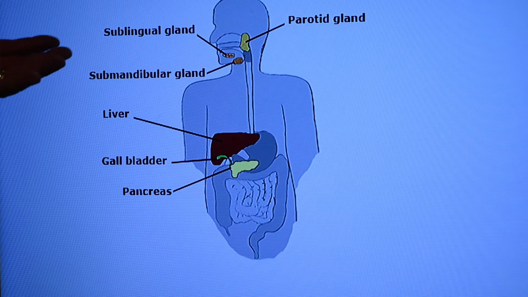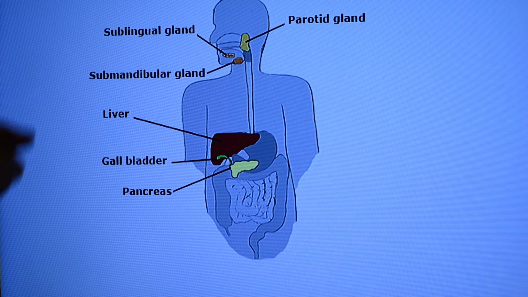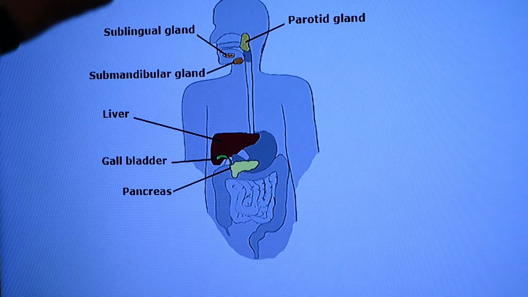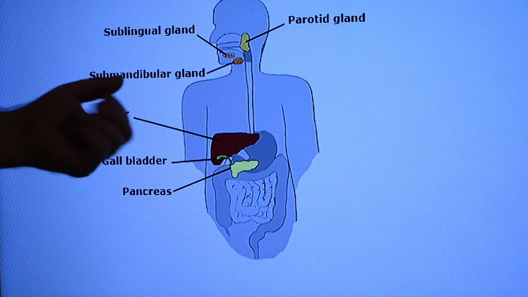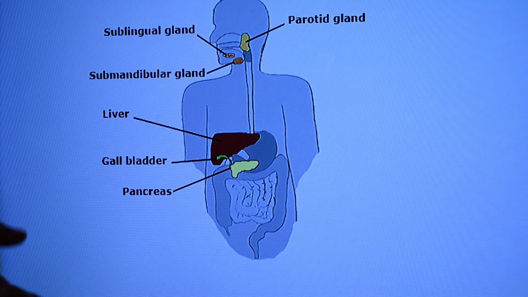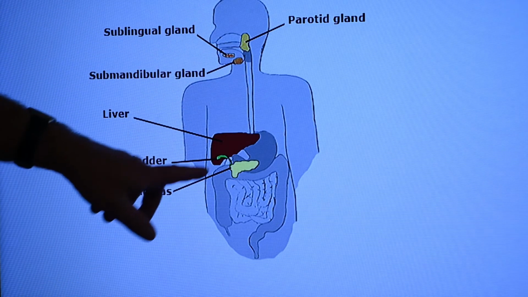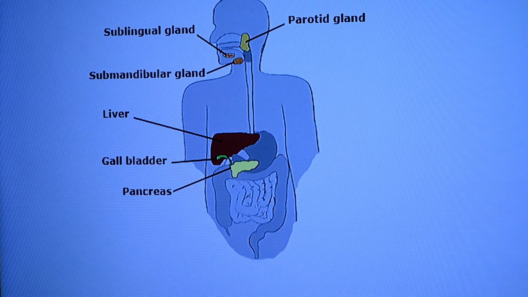So when we study the digestive system, those are the primary things we'll be looking at. Oral cavity, pharynx, esophagus, stomach, small intestine, large intestine, salivary glands, liver, gallbladder, pancreas.